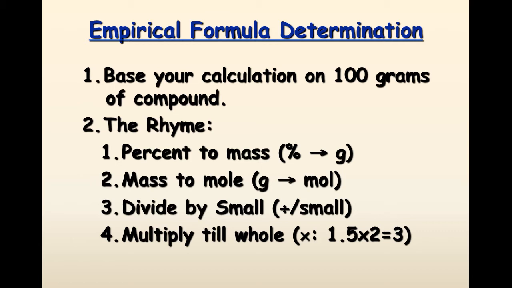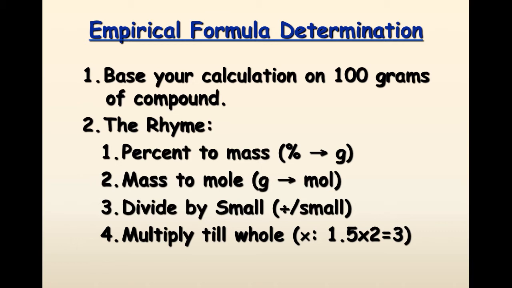Because we are assuming a 100-gram sample, the percent is just the gram number. Erase the percent sign and put a gram number, because the percent has to add up to 100%, and the grams of each element would have to add up to 100 grams. Number 2, converting from mass to mole, just using molar mass, and then divide by small. Of all the elements in your compound, whichever one has the smallest mole number, you will divide all elements by that mole number. And lastly, multiply till whole, if necessary.